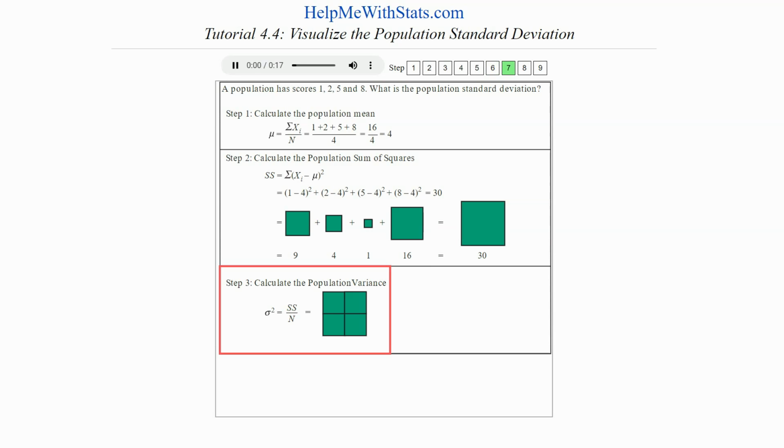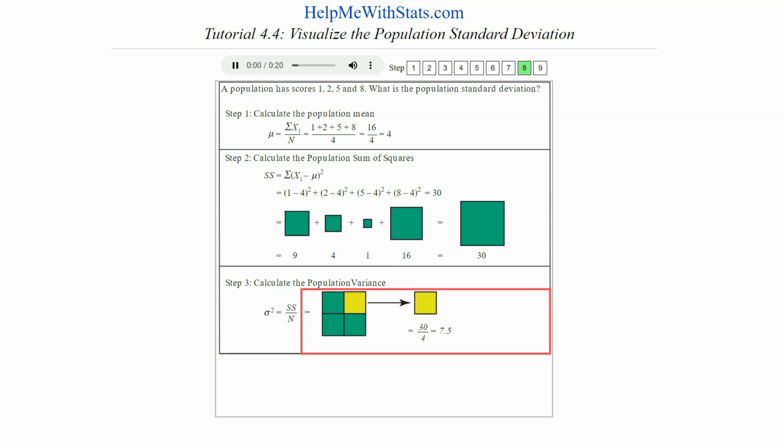The variance is calculated by taking our sum of squares and dividing it by the number of scores. With 4 scores, we can divide the sum of squares into 4 smaller squares easily. Each smaller green square has an area equal to the variance. Each of these 4 squares has the same size, and the area of these squares is the variance. Let's focus on one square. The yellow square has an area equal to the variance of the scores. At this point, we have a clear visual display of the variance.